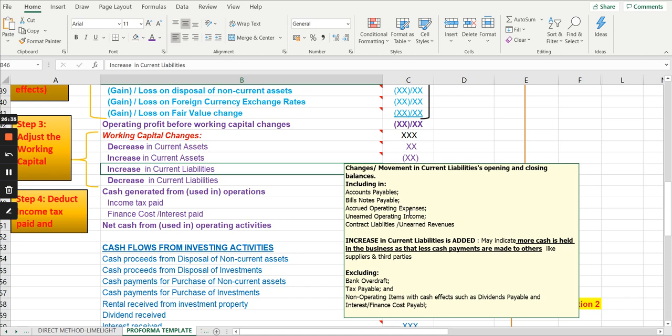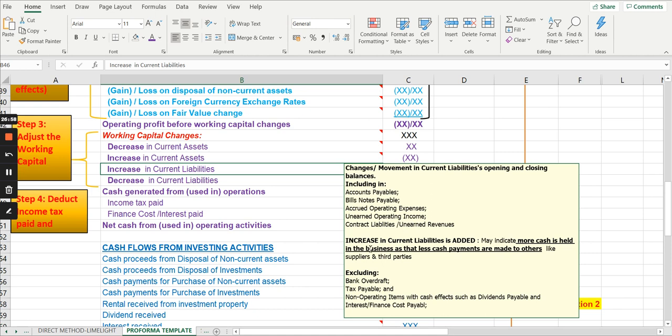We're not trying to include accrued interest here, right? Accrued operating expenses. We're not trying to include any accrued dividend here. No. Yes, accrued operating expenses, and unearned operating income. Those are all examples of current liabilities and contract liabilities that will be expected to be realized in 1 year.